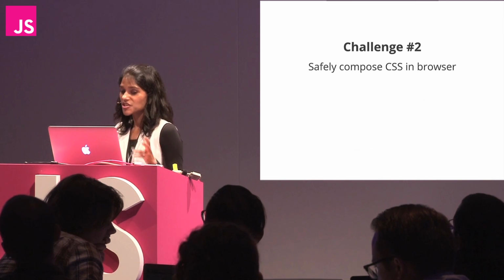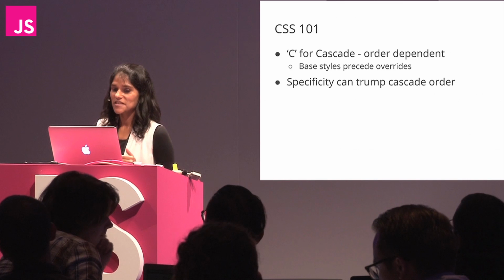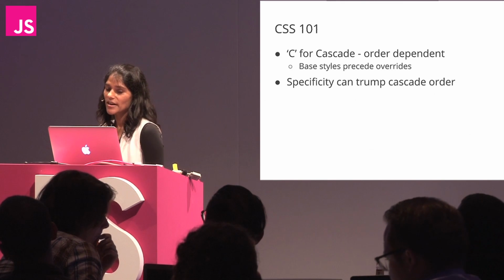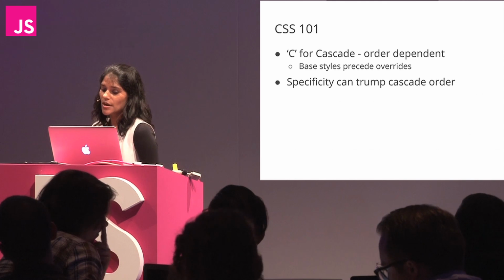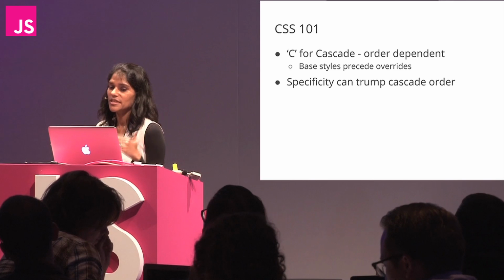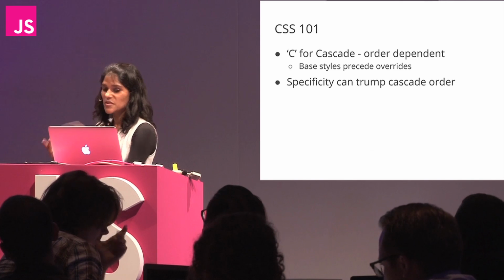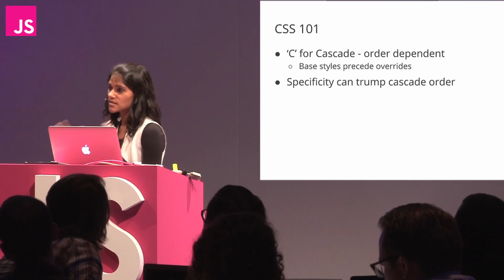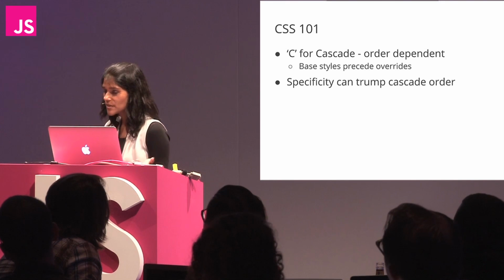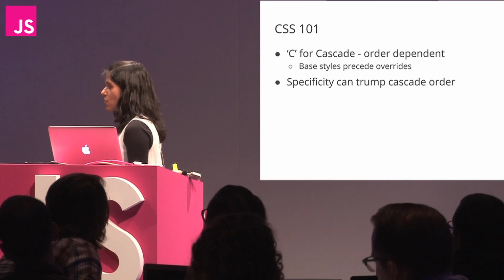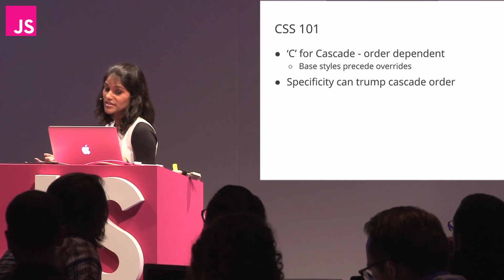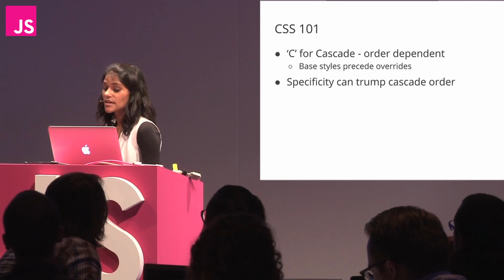So moving on to the next challenge, which is safely composing CSS in the browser. Before I delve too much into safety, I feel like I need to set the background here with the core concepts of CSS, which are order and specificity. The C in CSS is for cascade. CSS is inherently order dependent. If you have base styles and you have overrides, the base styles must be ordered before the overrides. And specificity can trump order.